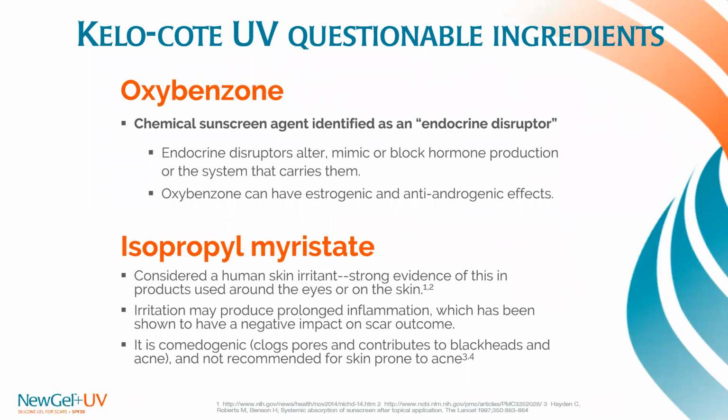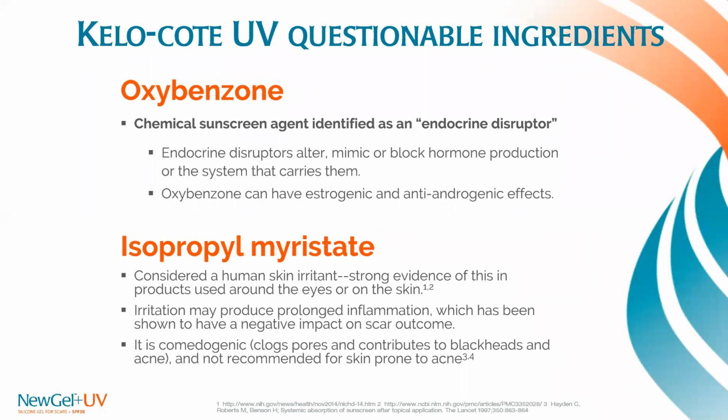The biggest issues with Kelacoat UV is that it contains chemical sunscreens, whereas NewGel Plus UV has zinc oxide, a mineral sunscreen. They use chemical sunscreen agents, and one of them, oxybenzone, has created a lot of press in the last few years because it's been identified as an endocrine disruptor, which means that it can alter, mimic, or block hormone productions. And it's been shown to have estrogenic and anti-androgenic effects on the body.